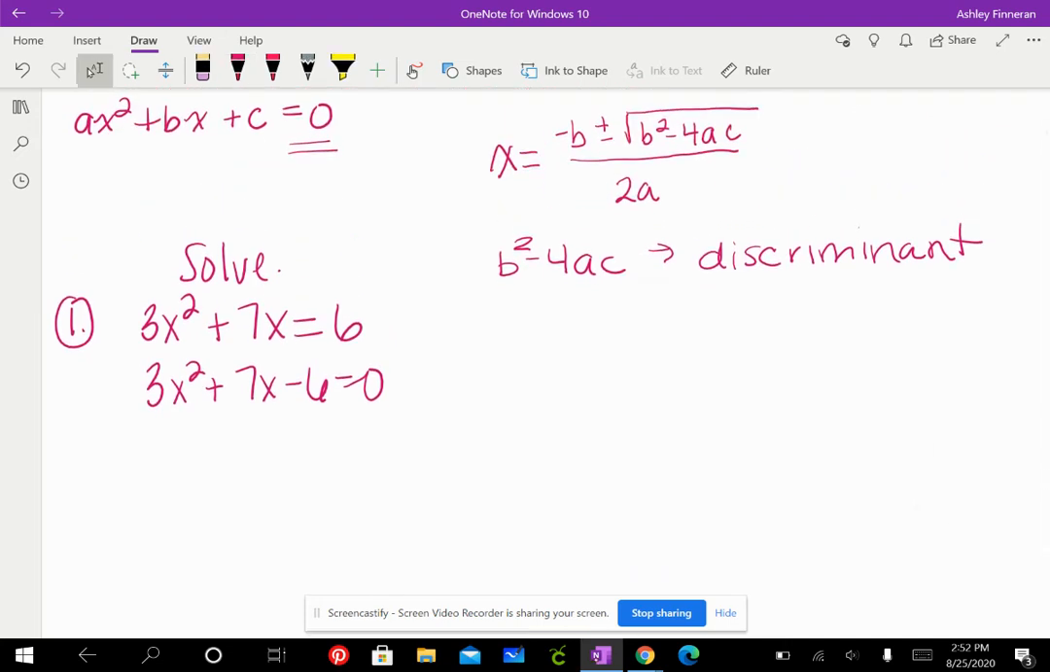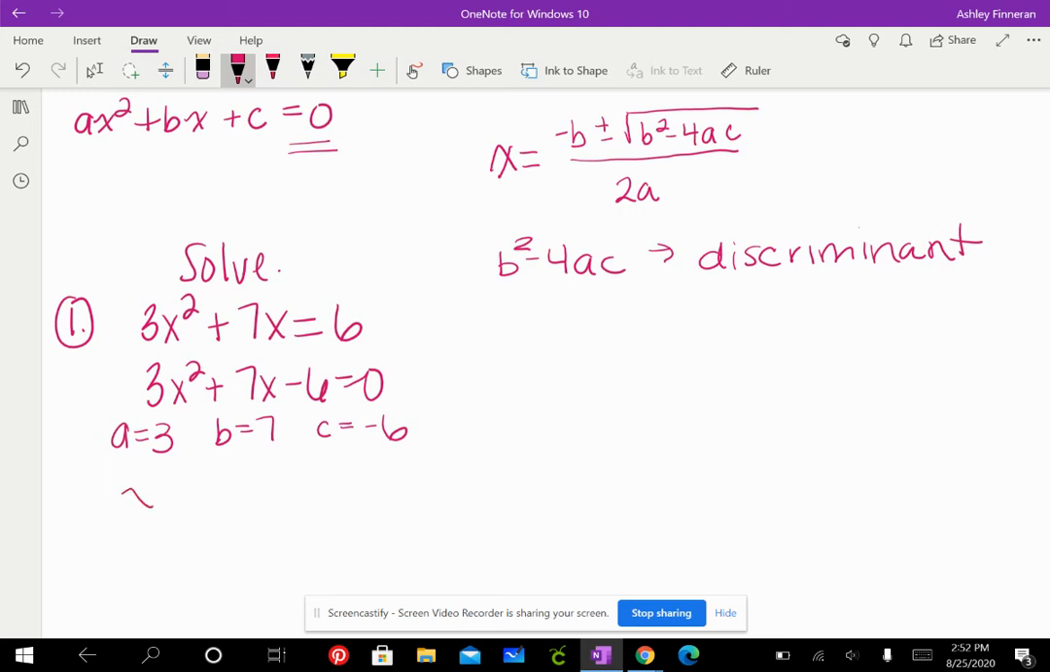Well, a is the number in front of x squared. So in this case, a is 3. B is the number in front of x. B is 7. And c, we call that the constant term. C is negative 6. Make sure you pull the sign with your a, b, or c value. And now we're going to plug each of those into the formula.